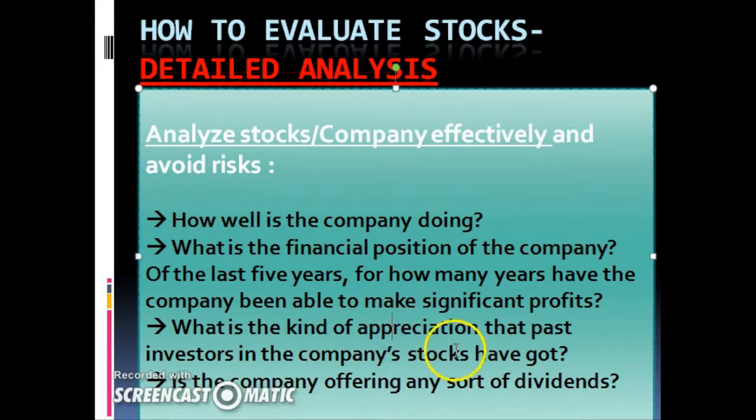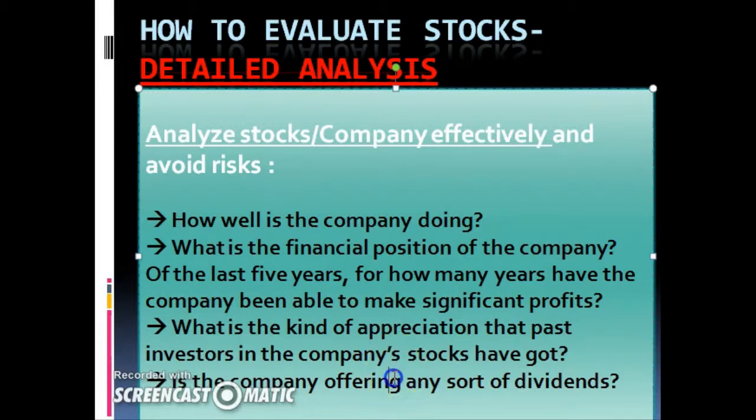Now the third thing is what kind of appreciation past investors in the company stock have got. Again, this is directly related to your decision of investment, because whatever result the past investors have got, that might be the same scenario with you. Now you really need to think about those factors, what has been behind the stock's results, but you really need to find out this history. That's really going to help you.